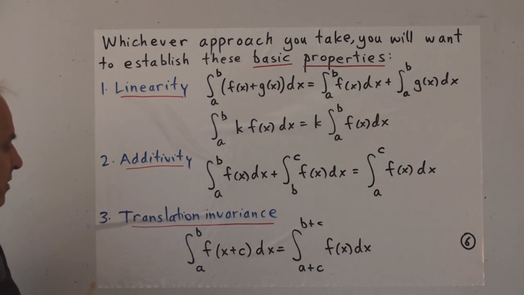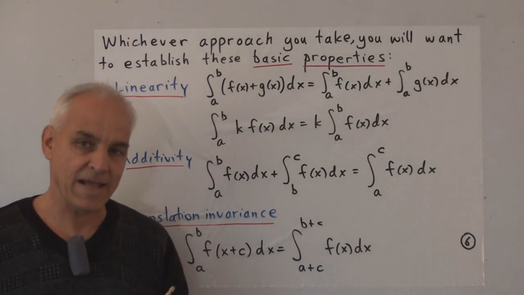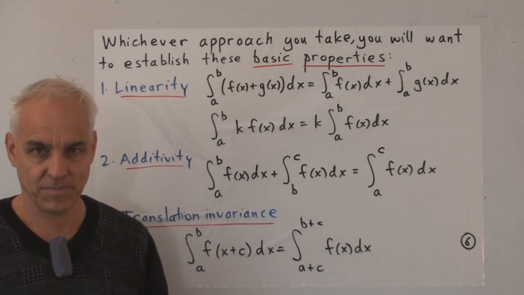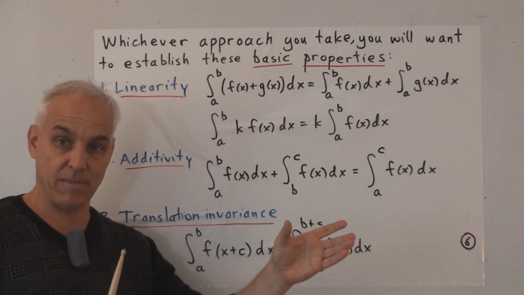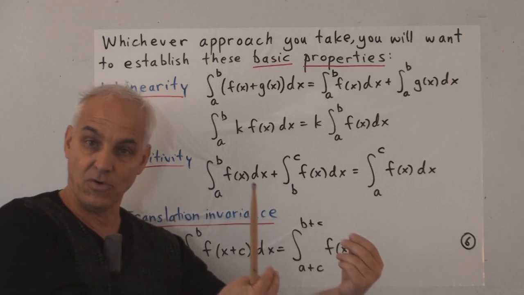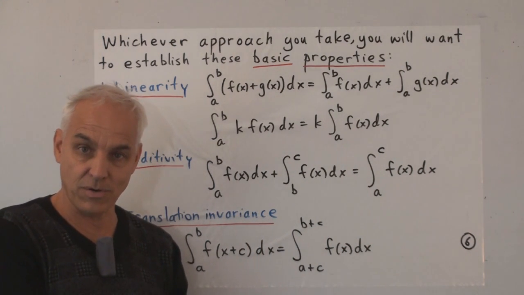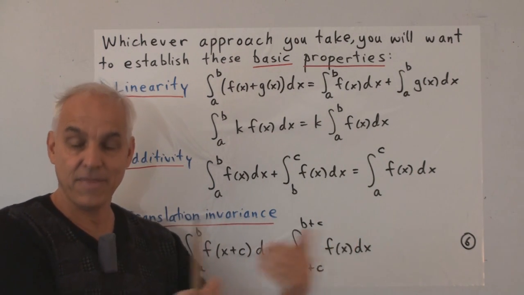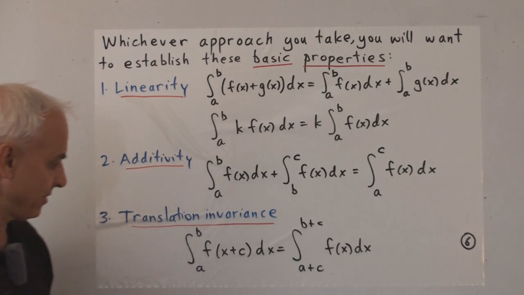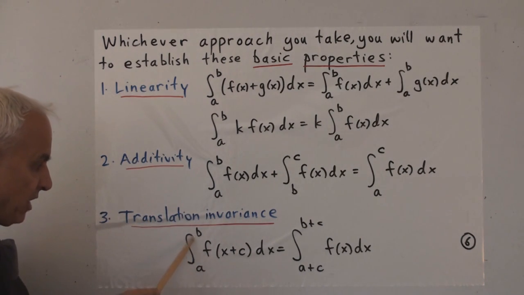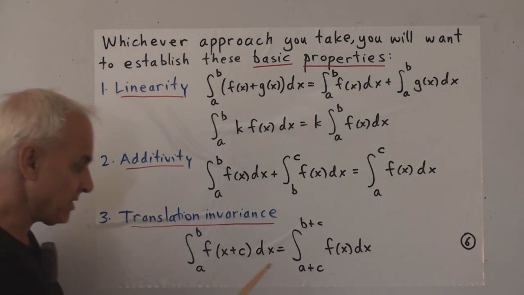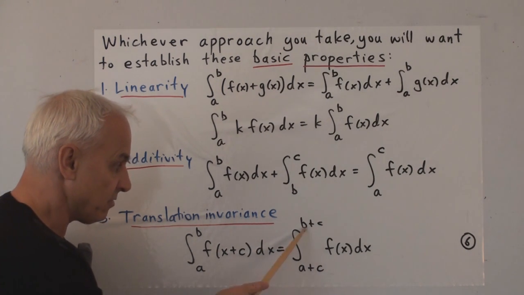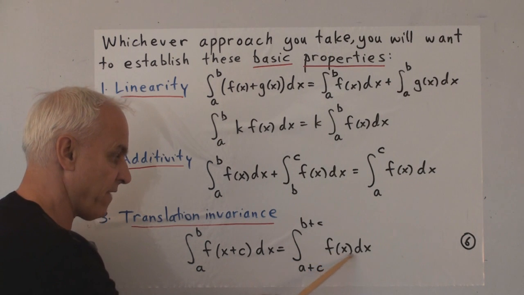A third very important property that you'll want to establish is that your integral is translation invariant. In other words, if you move the function by translating it a certain amount, and move the interval that you're integrating with accordingly, then the integral is not going to change. So the integral from a to b of f of x plus c dx is the same as the integral from a plus c to b plus c of f of x dx.